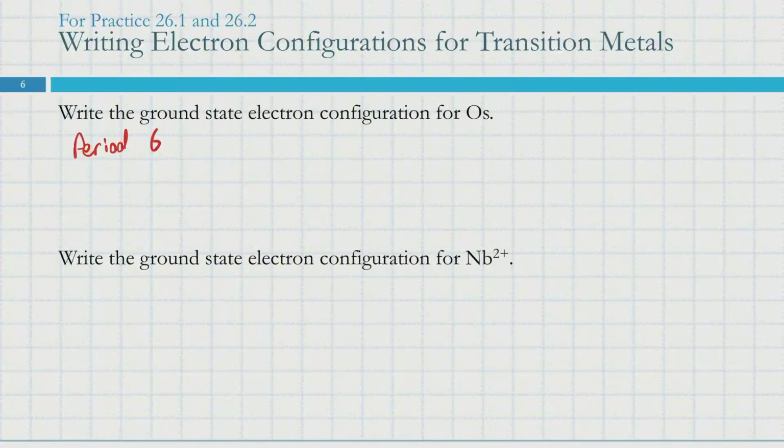So it's in period 6. We're going to start with our shortcut. Going to row 5, we find xenon is our noble gas. We can use our noble gas shortcut. Xenon in brackets represents all of the electrons up to xenon. The next thing that would come up would be the 6s orbitals. So 6s, we are well past 6s, so we've got 2 electrons in there.